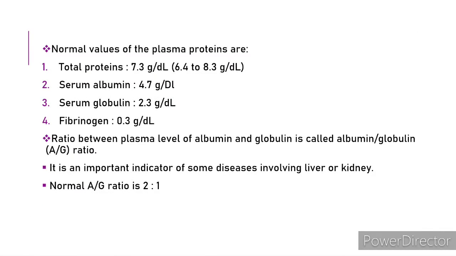So these are the normal values of the plasma protein. For example, total protein is about 7.3 gram per dl. Serum albumin is about 4.7 gram per dl. Serum globulin is about 2.3 gram per dl. And fibrinogen is about 0.3 gram per dl. Now the ratio between the plasma level of albumin and globulin is called the albumin to globulin ratio. It is an important indicator for some diseases involving the liver or the kidney. The normal A:G ratio is 2:1.